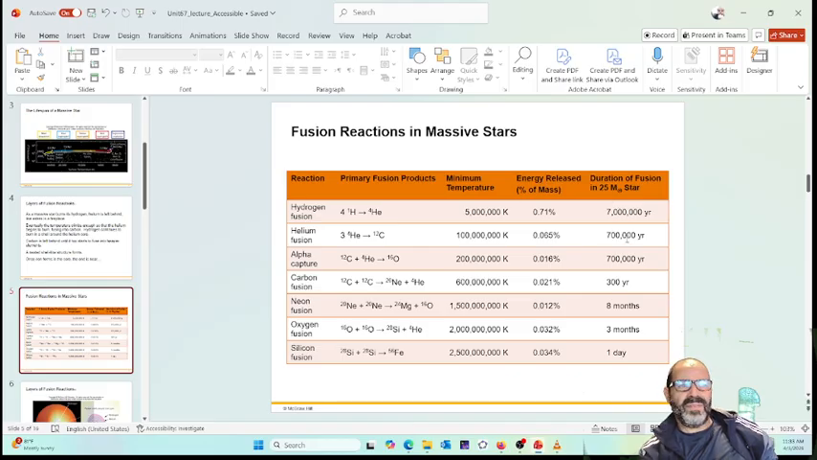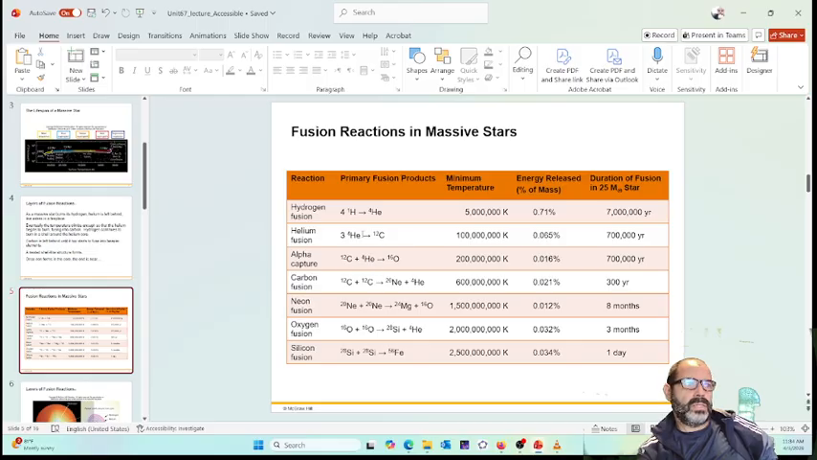Then for about 700,000 years, not even a million years, the temperature would be high enough to fuse three helium nuclei, called alpha particles. So 3 alpha particles form carbon 12. And the temperature required for that is about 100 million Kelvin.